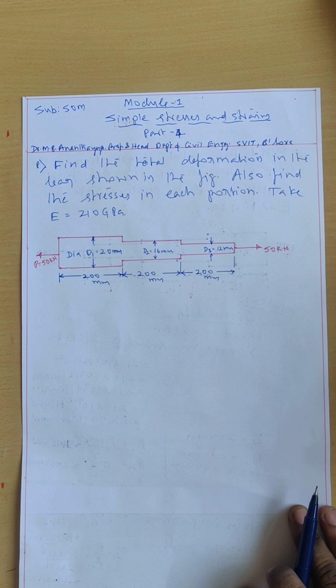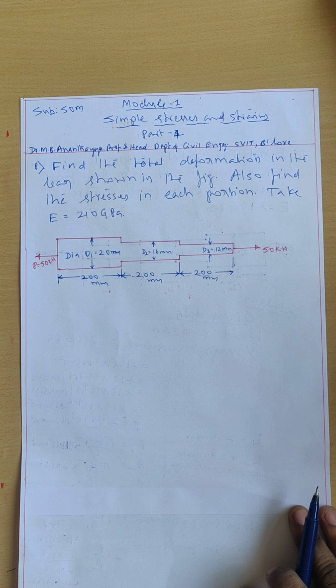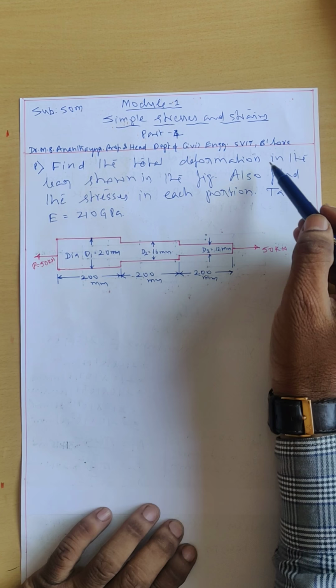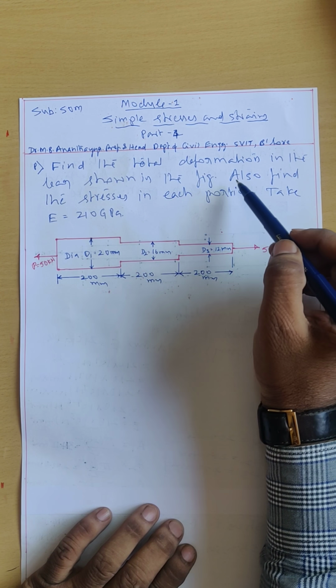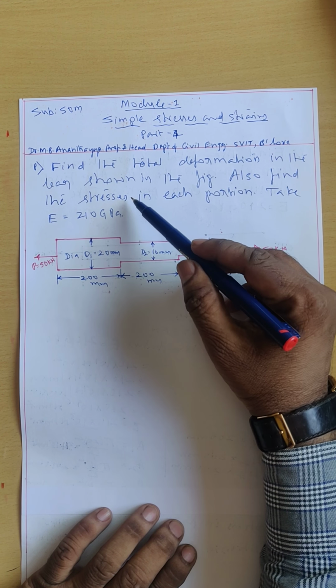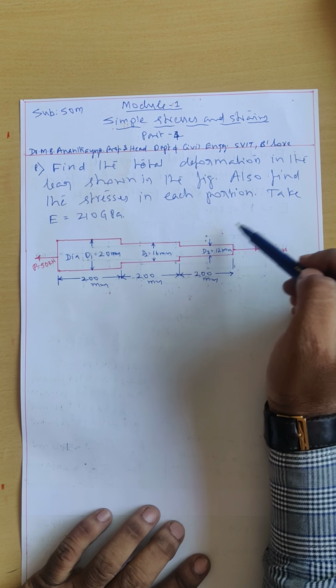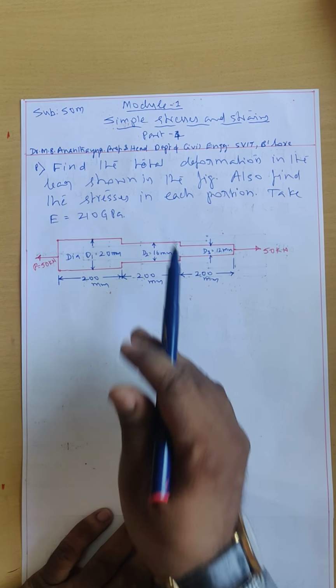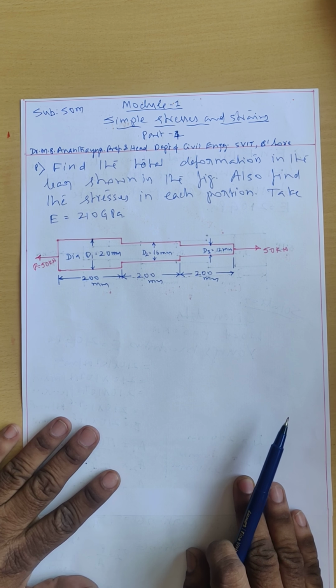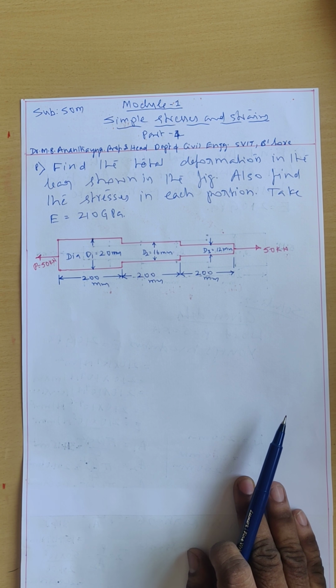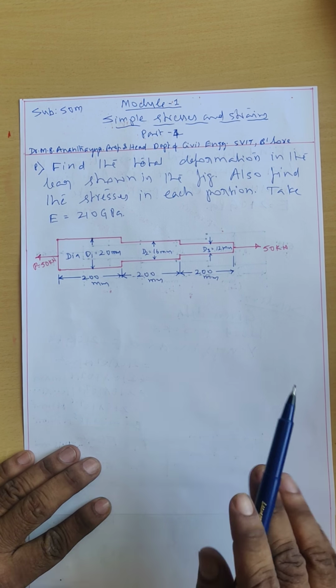First problem we will see: find the total deformation in the bar shown in the figure. Also find the stresses in each portion. Stresses in this portion, this portion, this portion. Take Young's modulus E equal to 210 gigapascal. Now, what is the given data we will calculate?